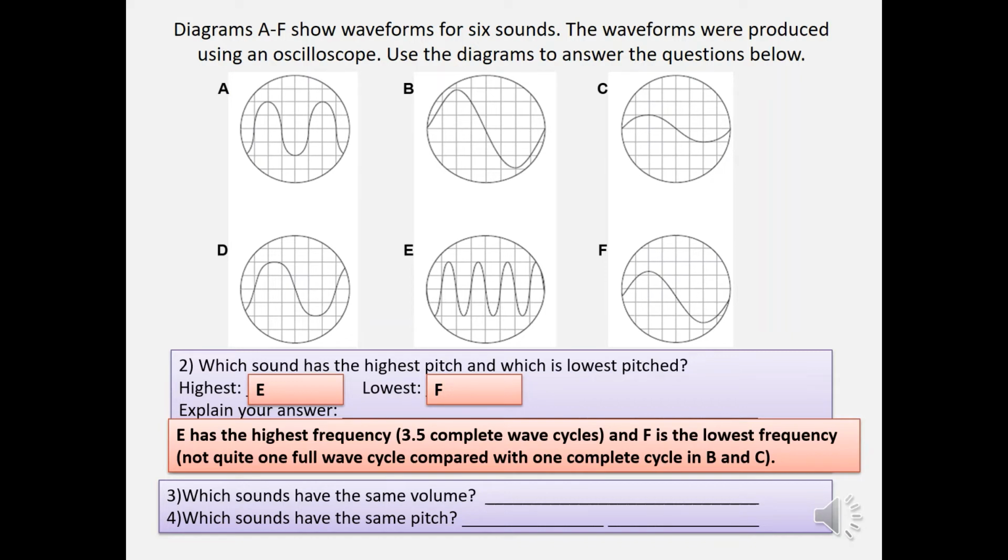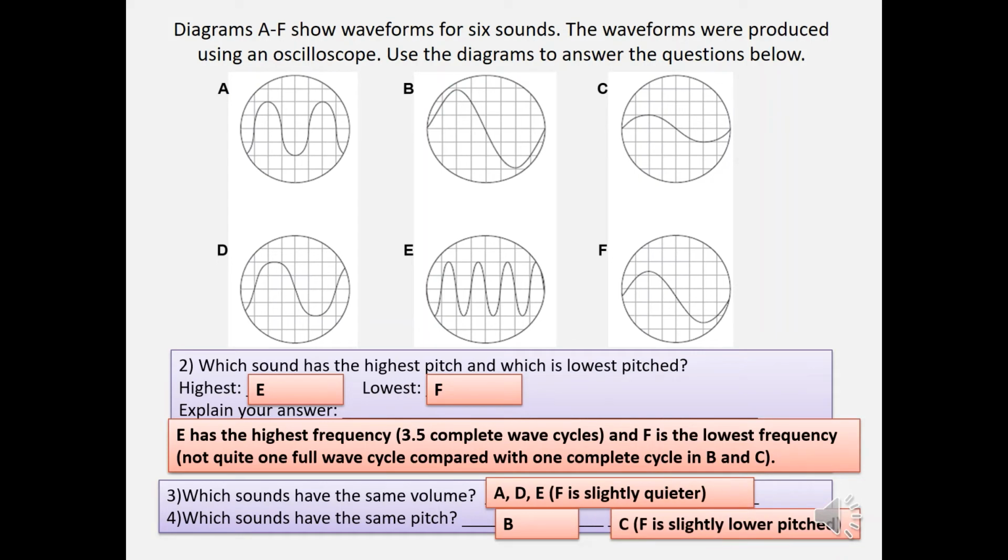Now, which sounds have the same volume? We're having A, D, and E because F is slightly quieter. And for 4, which sounds have the same pitch? We have B and C. As we know, F is slightly lower pitched.